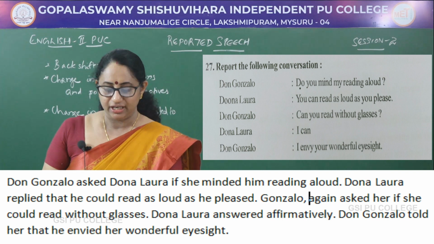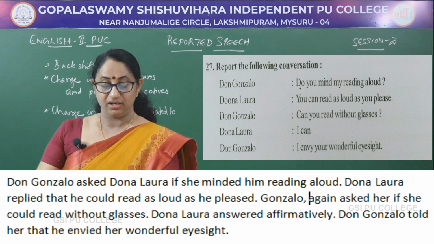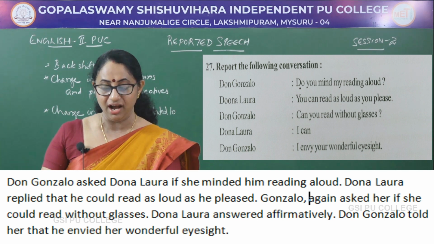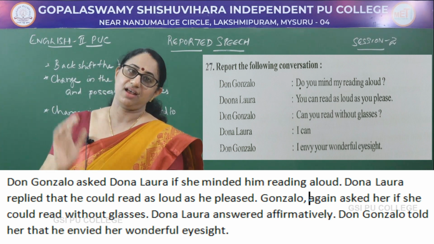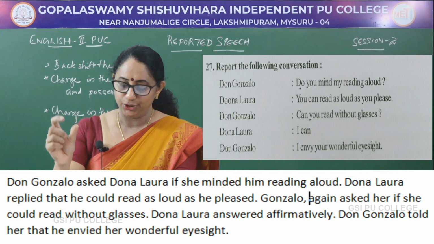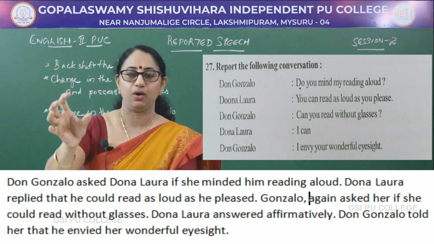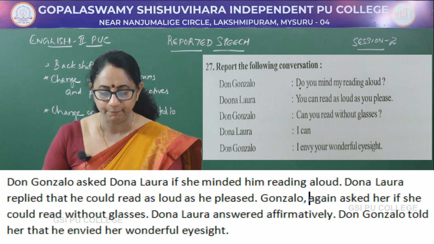Now, Don Gonzalo, "Can you read without glasses?" So, he asked another question. So, Gonzalo again asked Laura if she could read without glasses. Can you read becomes if she could read without glasses. And remove the question mark, no question mark is needed there.